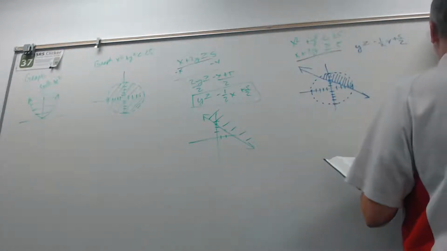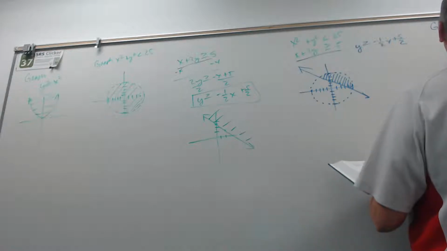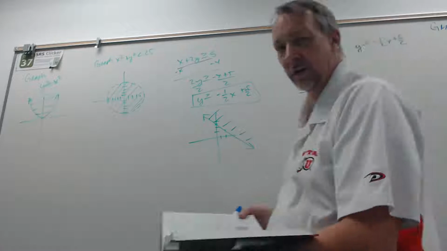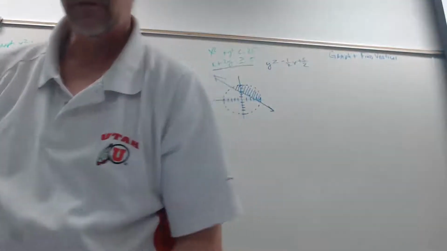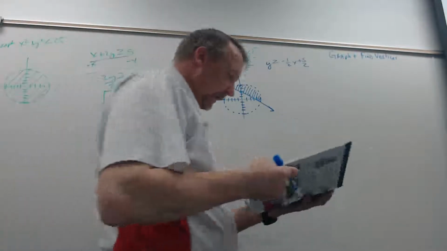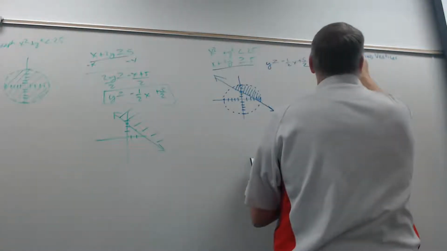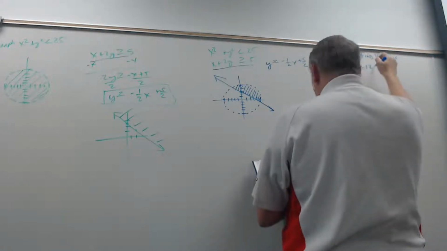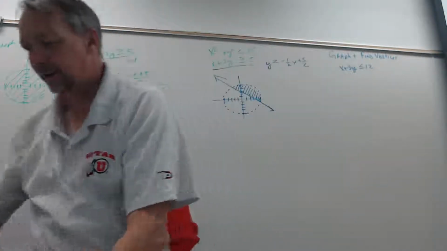All right, what if I said graph and find the vertices, and I've got a bunch of lines. x plus 3y less than or equal to 12. Maybe I'll use different colors for this. I think I will.